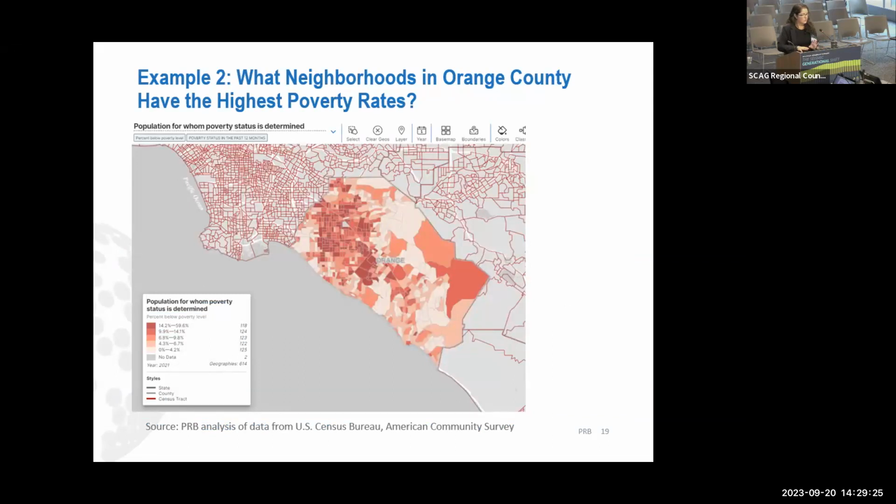Okay, so the other neat thing you can do is, if you're data people, many of you probably have access to mapping software and can use that and build your own maps. But if you need something really quick and you don't want to load Arc Pro or anything like that, you can create maps on the fly to look at demographic or socioeconomic characteristics. So in our example number 2, what neighborhoods in Orange County have the highest poverty rates?